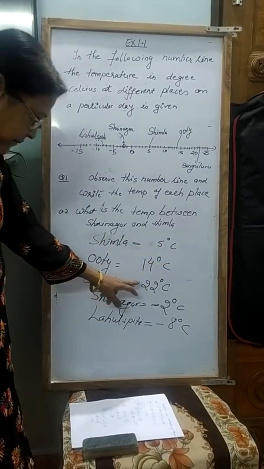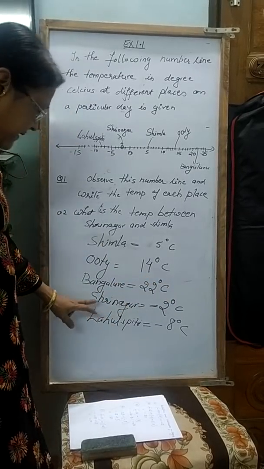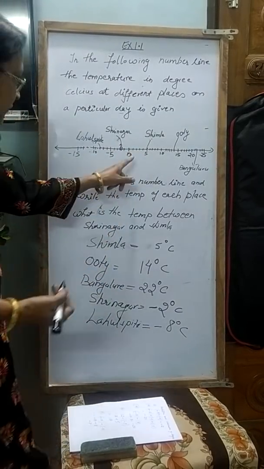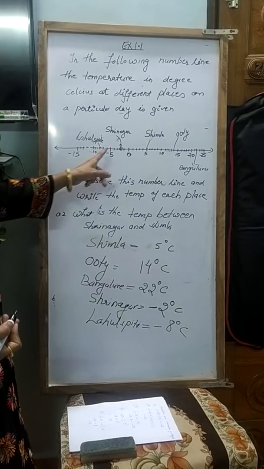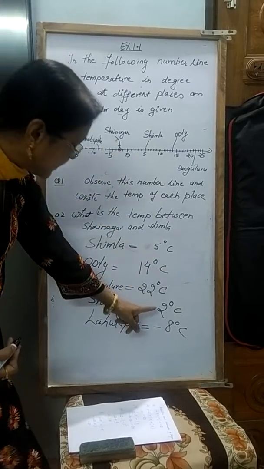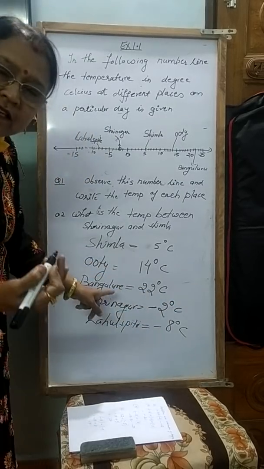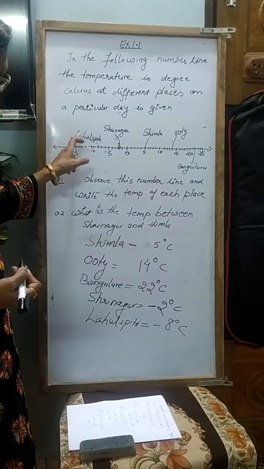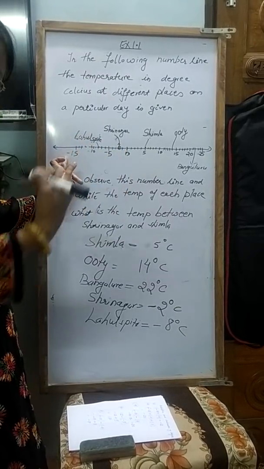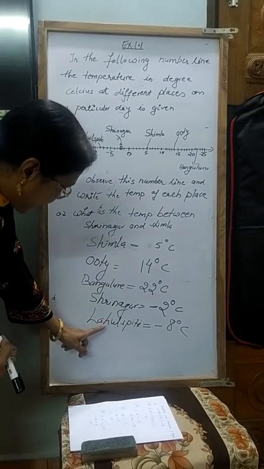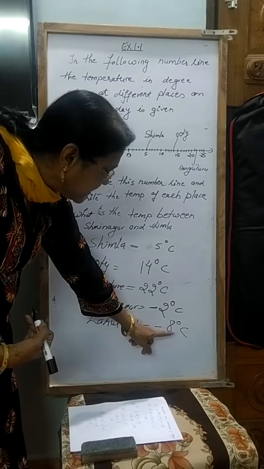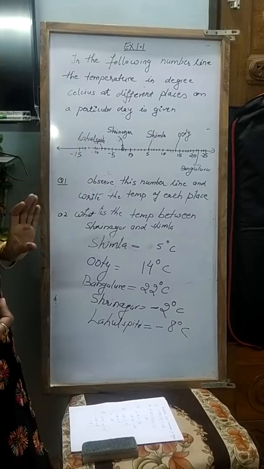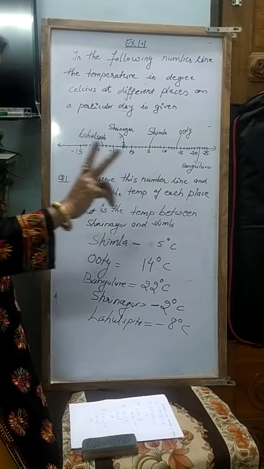In Bangalore, the temperature is 22 degrees Celsius. In Srinagar, as Srinagar is present to the left hand side of 0, the temperature is -2 degrees Celsius. You have to put the negative sign. Similarly, in Lahaul Spiti, it is again present to the left hand side of 0. So here we can write the temperature of Lahaul Spiti is -8 degrees Celsius. Now, in this way the first question is covered. Now come to the second question.